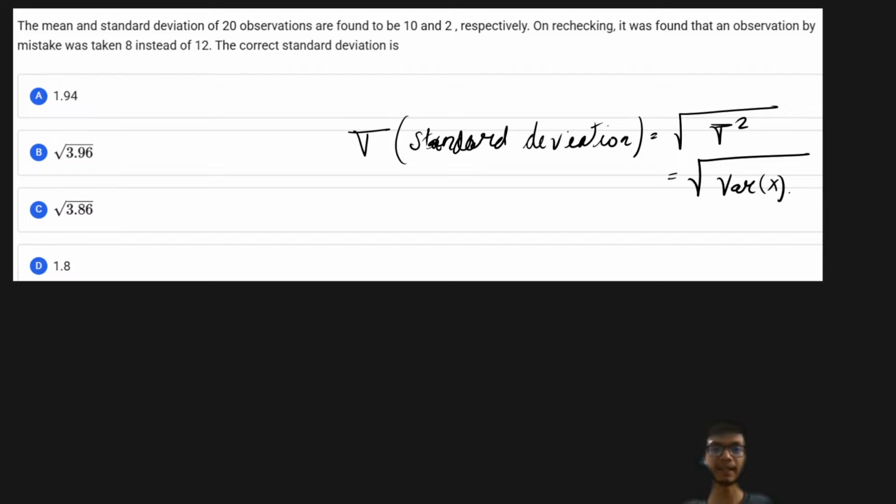Once you have the mean and standard deviation, the question says the student who calculated made a mistake for one particular data value. Whenever there is a mistake in a particular data value, we have to recalculate. We change our calculation based on the correct data and adjust it accordingly, so that we get the final answer. So in this problem, we have to find the standard deviation of the corrected data.